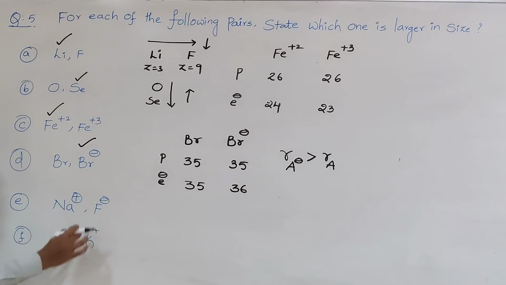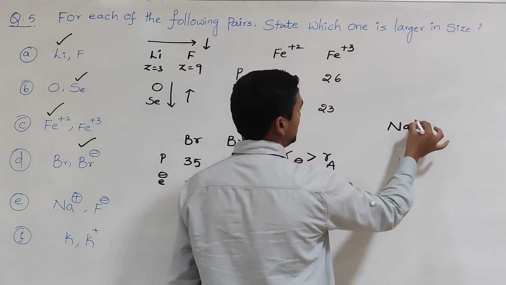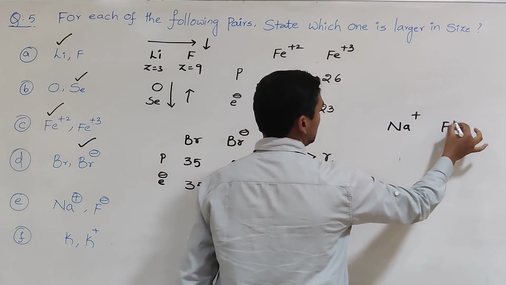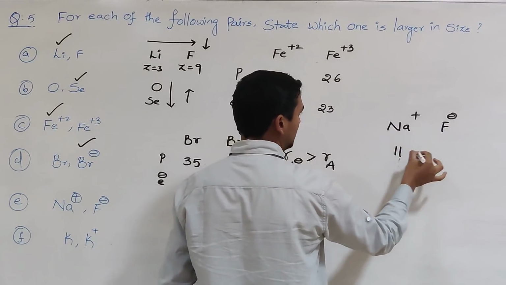Next, Na plus and F minus. This I am also explaining as isoelectronic species. In both cases, the protons are 11 here and 9 here.